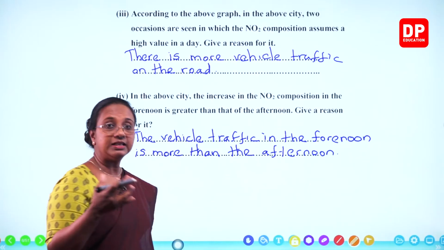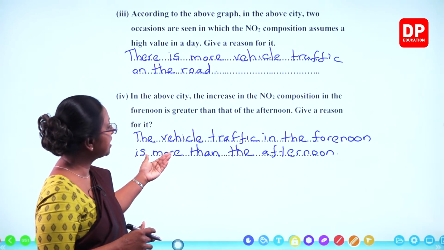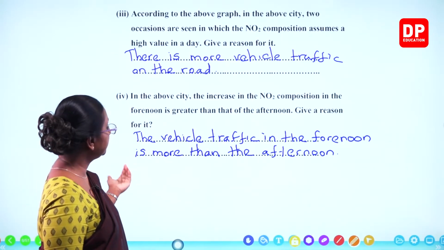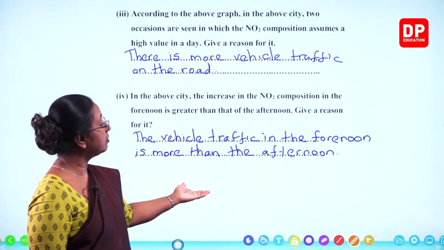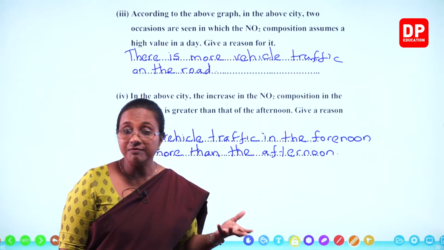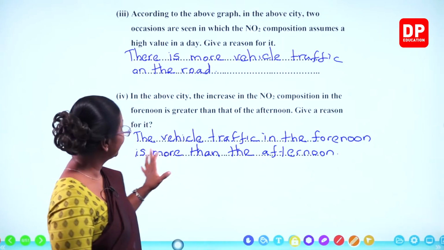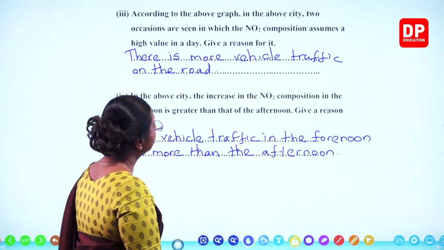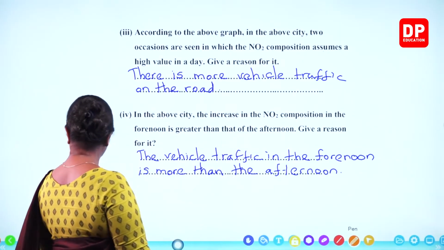So if you write an answer similar to this, you can even say there is more traffic jam on the road in the forenoon compared to afternoon, or you can say there are more vehicles on the road in the forenoon compared to the afternoon. If you give that idea, then your answer will be correct. So is that clear, students? These are the parts of part B. I will move on to the next one.